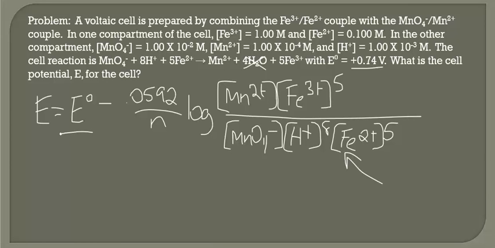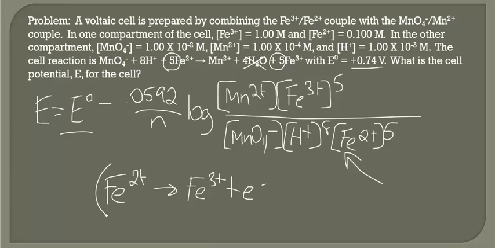N is the number of moles of electrons transferred. Well, if we go back to this half reaction, which we used in the previous problem, you'll notice in the overall equation there's 5 iron ions. And so that means this half reaction is multiplied by 5. So the number of moles of electrons is 5 based on the balanced equation. So we have all of the values. Now it's just a matter of plugging in the values in the appropriate places and solving for the cell potential.